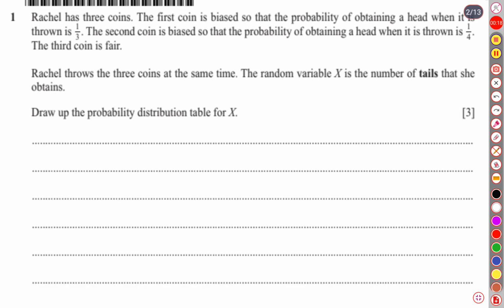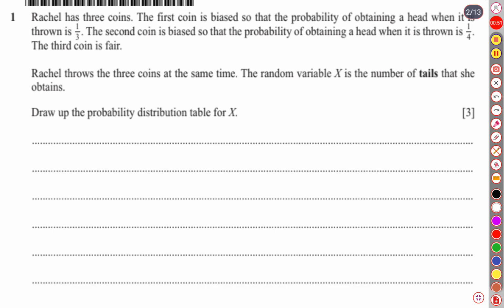Question number 1 says Rachel has three coins. The first coin is biased so that the probability of obtaining a head when it is thrown is one third. The second coin is biased so that the probability of obtaining a head when it is thrown is one fourth. The third coin is fair. Rachel throws the three coins at the same time. The random variable x is the number of tails that she obtains. Draw up the probability distribution table for x.